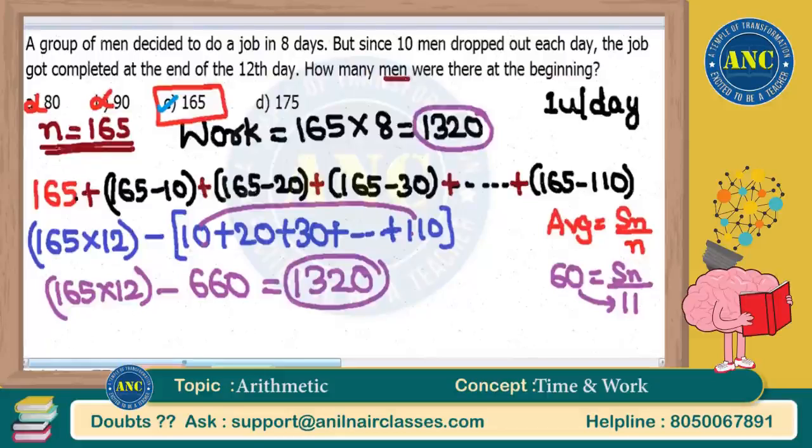Okay, Rahul, why are we eliminating options A and B? Simple, Rahul. Now see here. Every day 10 people will leave and totally 12 days are there. That means minimum 120 people should leave. For minimum 120 people to leave, more than 120 people should have worked. That means 80 and 90 are less than 120. Ruled out.